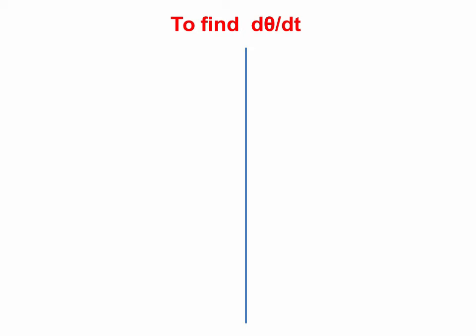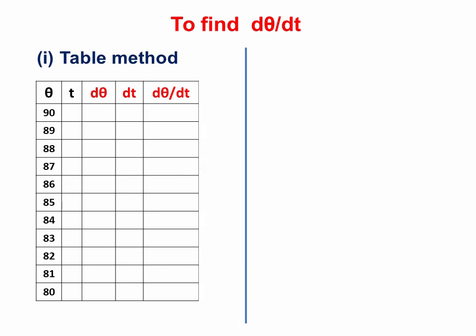From the tabulation, we can find d theta by dt, that is the rate of cooling, using two methods. The first method is called the table method, the other one is the graph method. Let us see the table method first. See, the first two columns are the same. The next columns are d theta, dt and d theta by dt.